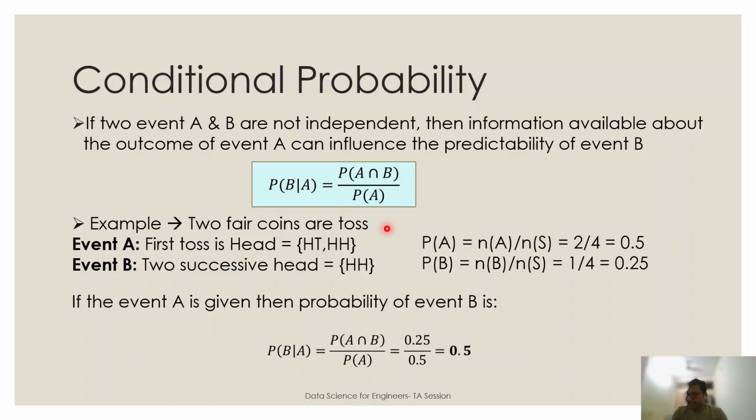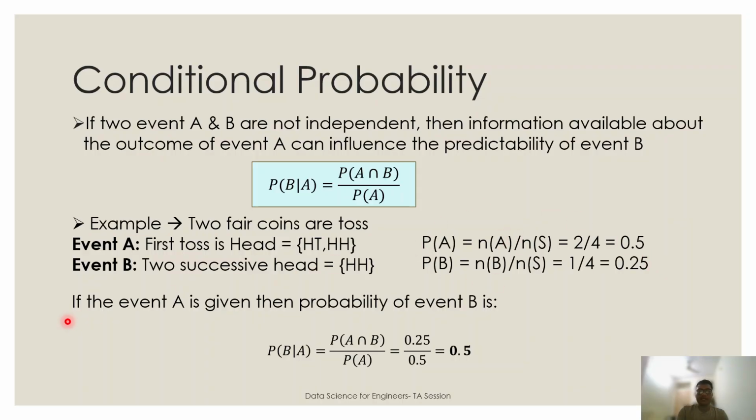Okay. Let's take a simple example: two fair coins are tossed. I have two coins in my two hands, and I will toss both of them. You know the possible combinations; you will get four combinations. First event A: the first toss is head. So in this event we are considering that the first coin gives head. What are the possible combinations? Head-tail and head-head. Event B is two successive heads, that is head-head. So the probability of events A and B: that is 2 by 4 and 1 by 4, 0.5 and 0.25.